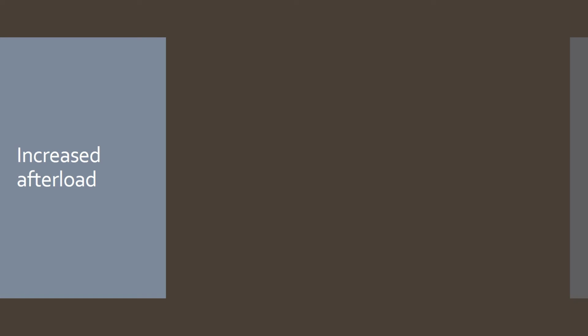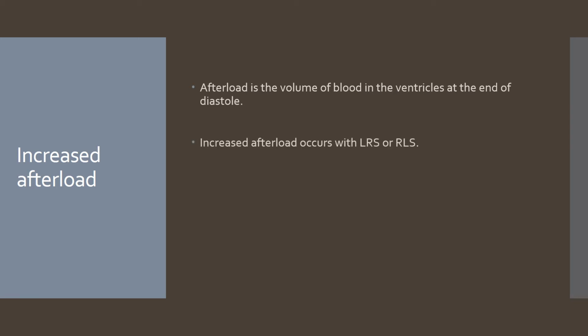So increased preload. Preload is the volume of blood in the ventricle at end of diastole, and increased preload occurs with left-to-right shunt. Then also with tricuspid regurgitation or with mitral regurgitation.